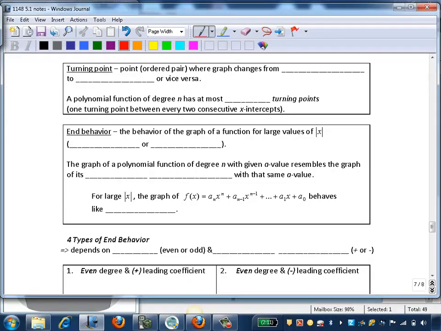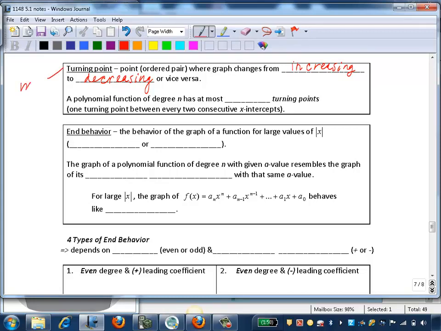As we continue our discussion of polynomial functions, we're now going to talk about turning points and end behavior. Turning points are actually not a new idea. You guys have actually talked about turning points already. We just didn't call them that. A turning point is a point, so an ordered pair, where the graph changes from increasing to decreasing, or vice versa. So this sounds like maxima or minima, which we've talked about in previous sections, and that's exactly what these are.